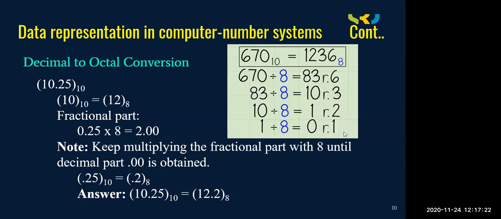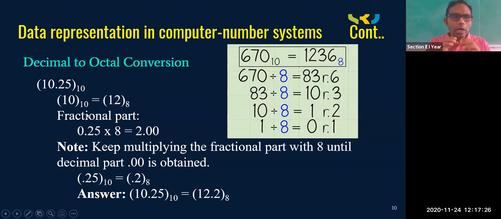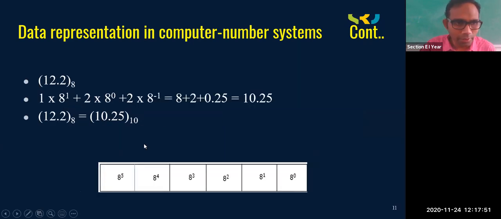Yes, sir. Only the fraction part is a bit disturbing. How many times you multiply, those many zeros you have to add after the dot. Directly if you get the answer 0.25 into 8, directly you are going to get 2.00. So directly you are going to write 0.2. If you get the 0 after again one iteration, then you need to write 0.02. That is the only tiniest part that you need to recollect.